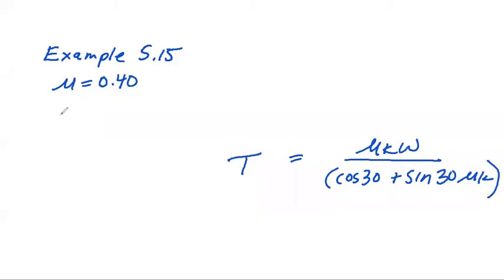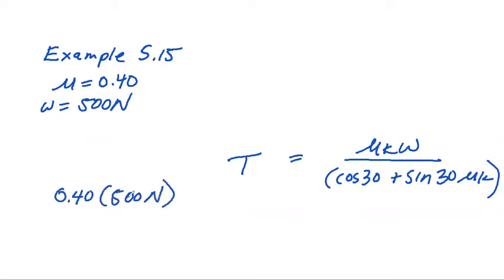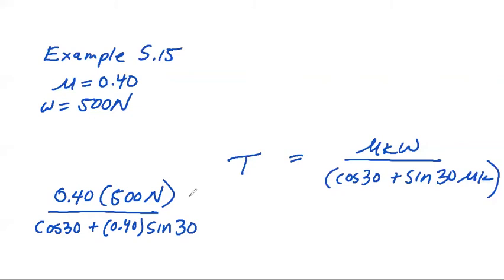All right, I believe we were given that W was equal to 500 newtons in that former problem. So now we have mu k. I'll put in my values now. 0.40 times 500 newtons divided by cos 30 plus 0.40 times sine 30. And I'm going to go with their value in the book, and they get T equals 188 newtons. All right.